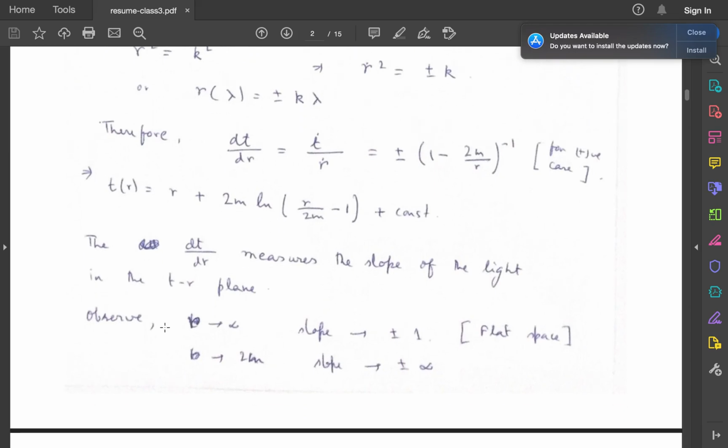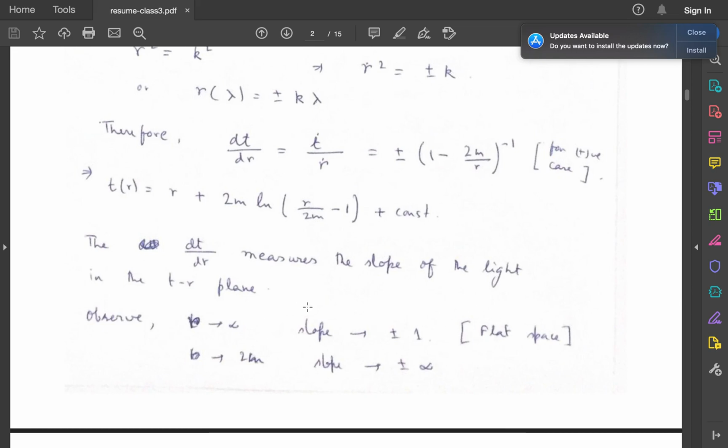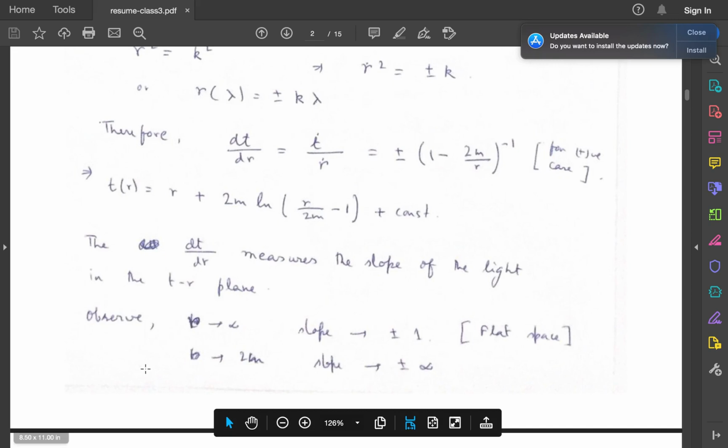However, if you observe carefully, as r tends to infinity, this slope goes to plus minus 1. However, as r tends to twice m, this slope goes to plus minus infinity. So this is the problematic point, r equal to twice m. At very far distance this is flat space, which we know is asymptotically flat, and the Schwarzschild metric gives a good result there. However, the problem is this point, so we have to do something about it.